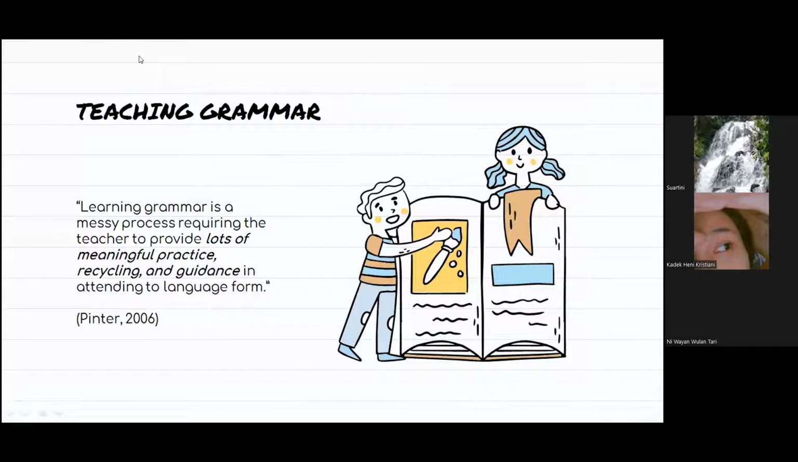The first presentation I will do is about teaching grammar. Learning grammar is a messy process requiring the teacher to provide lots of meaningful practice, recycling, and guidance in attending to language form.